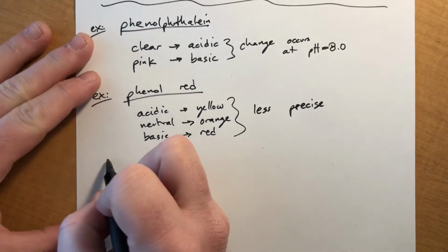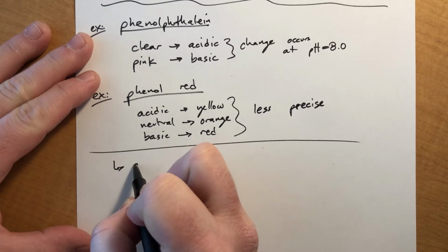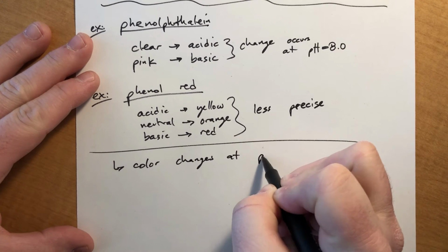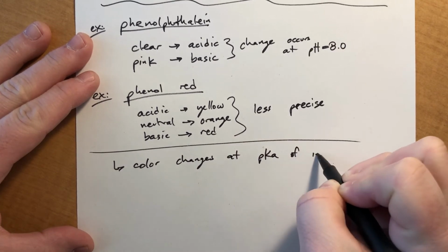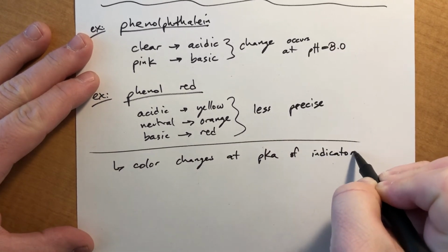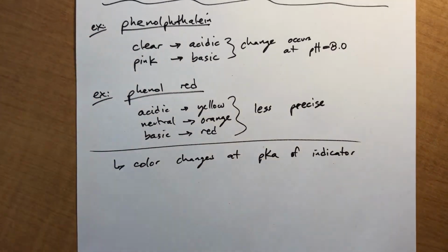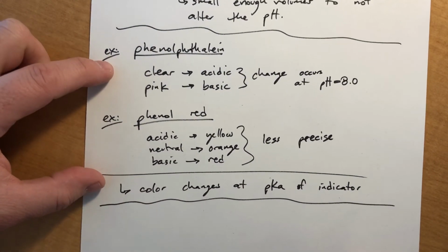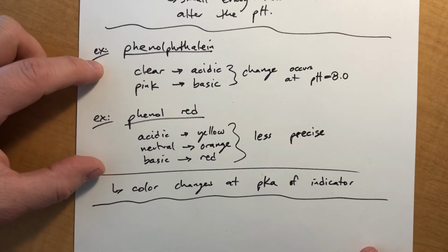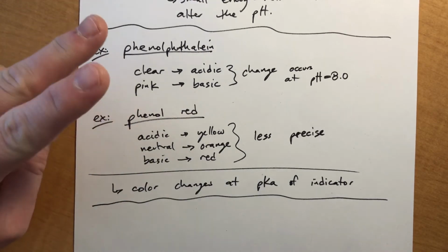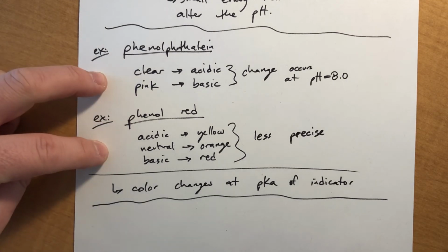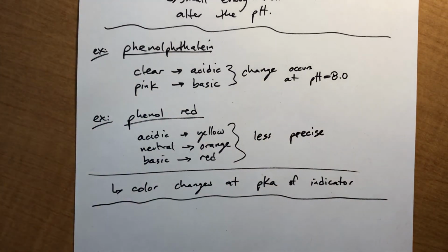Okay, so I guess I should write that down. So the color changes at the pKa of the indicator. If it's a base, it would be pKb, but we're going to stick with pKa for right now. So there are hundreds of indicators out there. I do not need you to sit around memorizing them. Honestly, if you're doing a simple strong acid, strong base titration, phenolphthalein is the go-to answer. But there are definitely situations where other indicators are more appropriate.